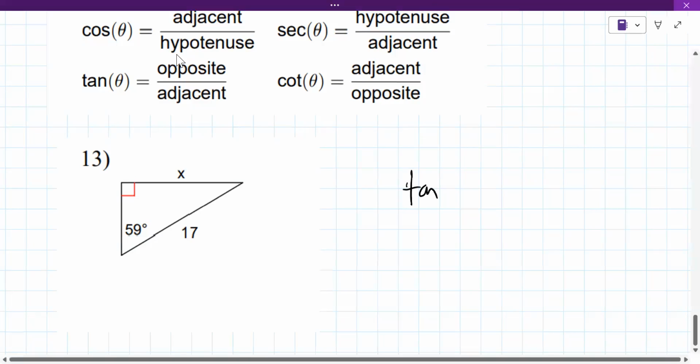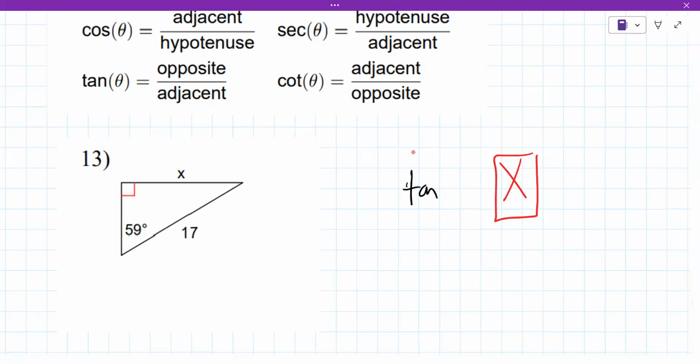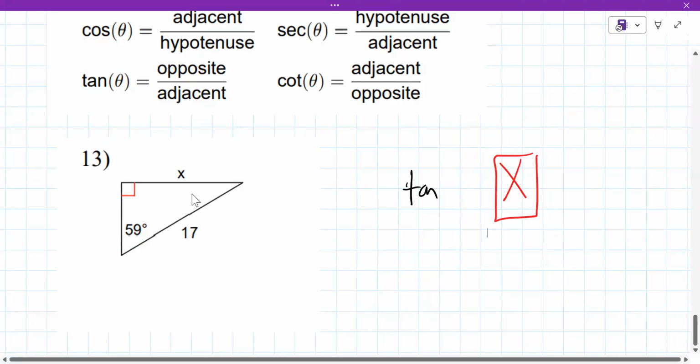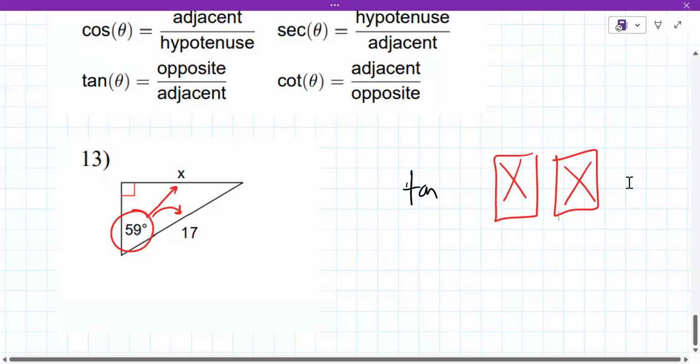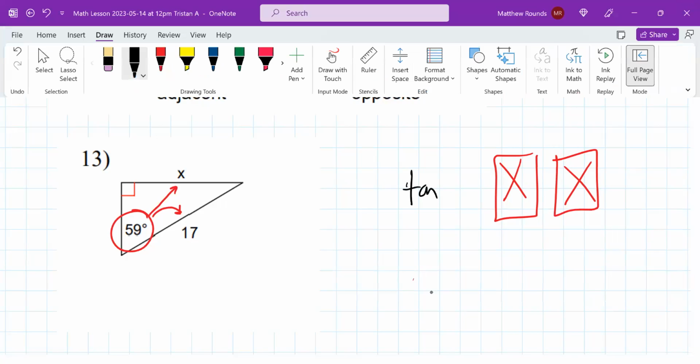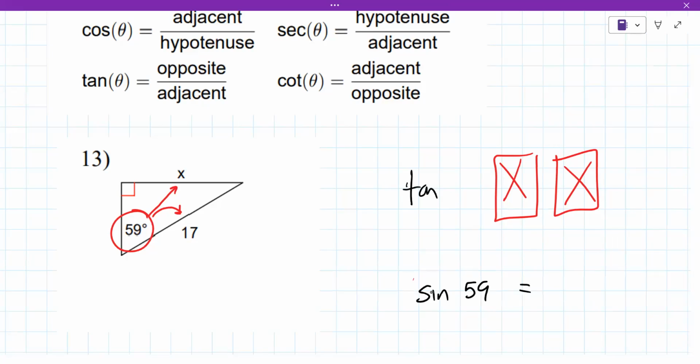Have you ever watched Family Feud when they have the big X that comes up on the screen? Yeah. All right, let's try again. Tangent is opposite over adjacent. You're right here. It is opposite, but 17 is not adjacent. Cosine. Not cosine either. We got another double X. We're gonna send it over to the other team here in a moment. Opposite over hypotenuse. Sine. It is sine. Good. So the sine of 59 degrees equals X over 17.